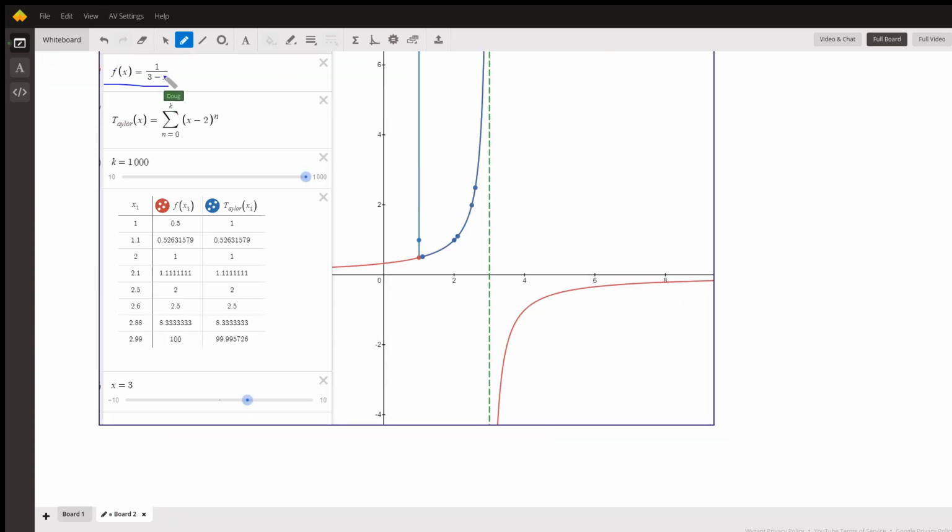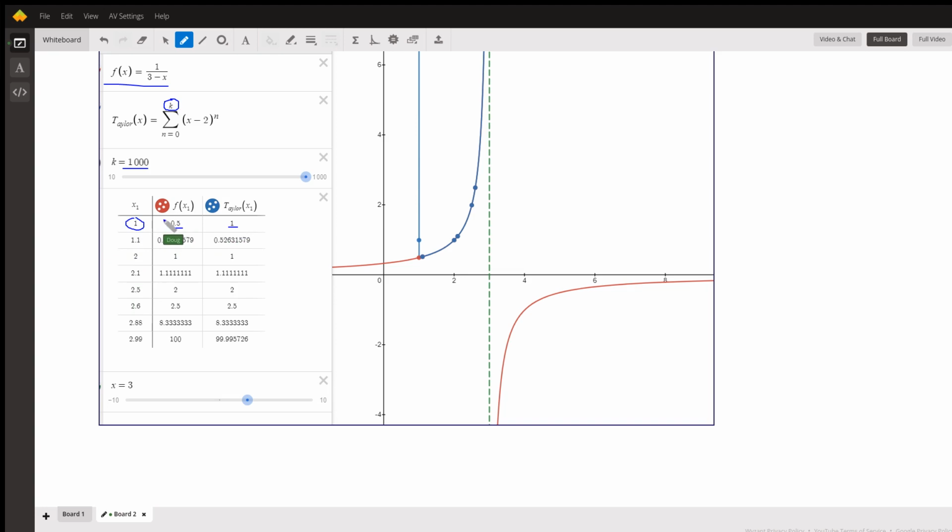Here's f of x, 1 over 3 minus x. That's this red graph right here. Here's the Taylor series, the sum from n equals 0 to k, and k is going to get really big for an infinite series, of x minus 2 to the nth. Here I let k equal 1,000, so we're getting bigger and bigger. And here's a table where x values are between 1 and 3. I put the 1 in here so you can see here it doesn't really look like it's convergent.